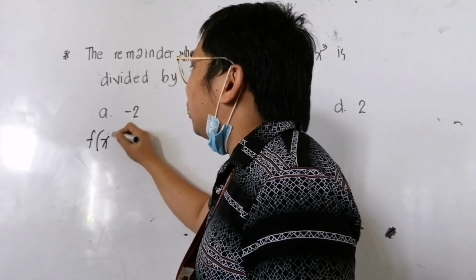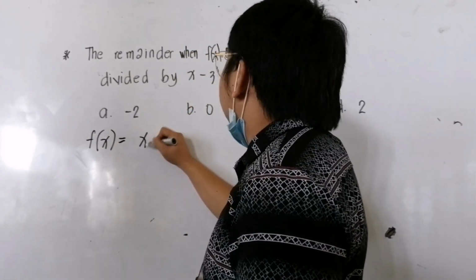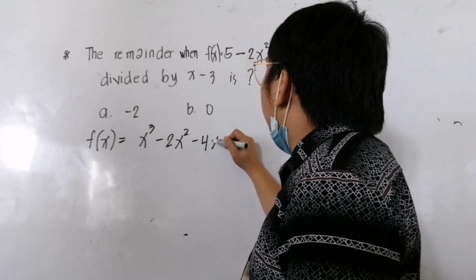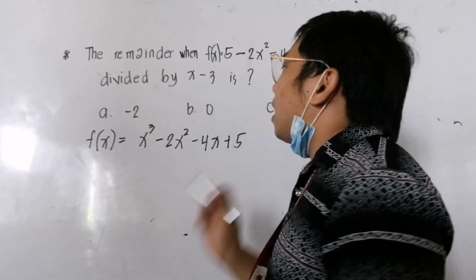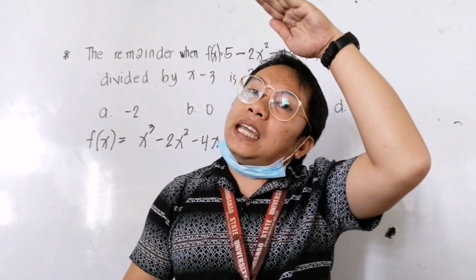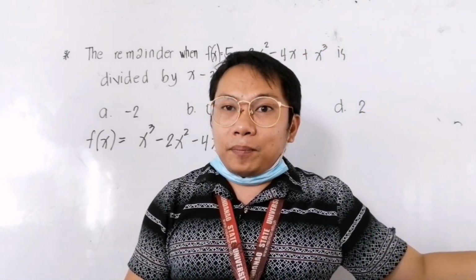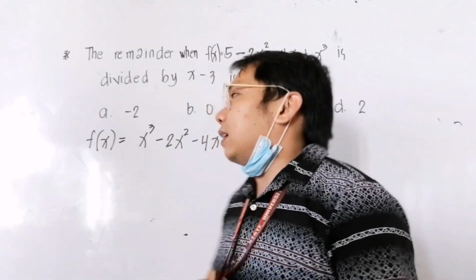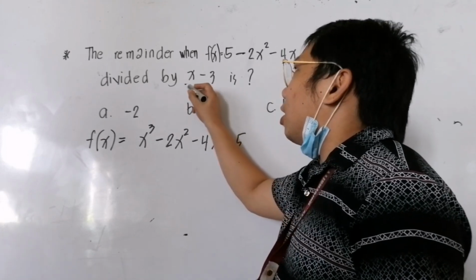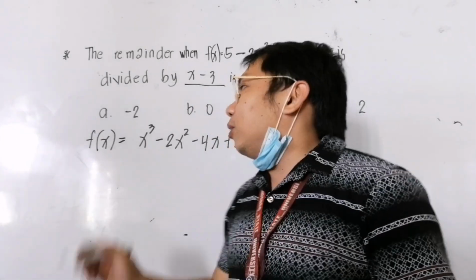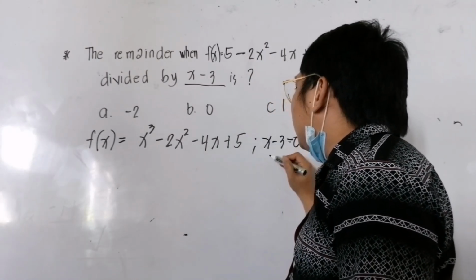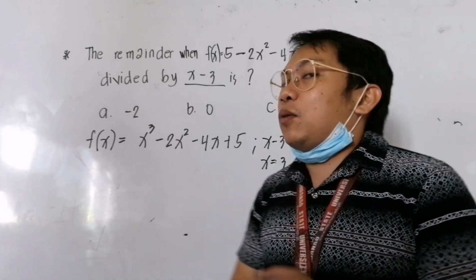So that means you now have f of x is equal to x cubed minus 2x squared minus 4x plus 5. Since our highest exponent is 3, again, standard form is in decreasing order, from the highest exponent to the constant. So you have now x cubed minus 2x squared minus 4x plus 5. And our divisor is simply x minus 3. If you're going to equate again x minus 3 to 0, this will give you x is equal to 3.